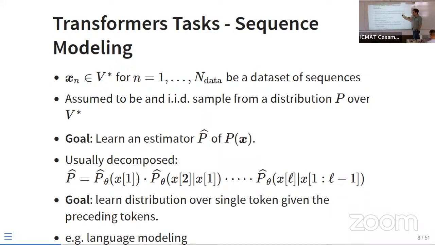And the goal here is to learn an estimator P of this P of X, or at least maybe not learn this probability, but at least be able to sample from this probability. This is essentially what ChatGPT does. It samples from the set of sequences and gives you new sequences. To solve this, P of X is usually decomposed using the chain rule of probability, and is divided into elements which are the probability of a token given the preceding tokens. And the goal is to learn the distribution over a single token given the preceding tokens.